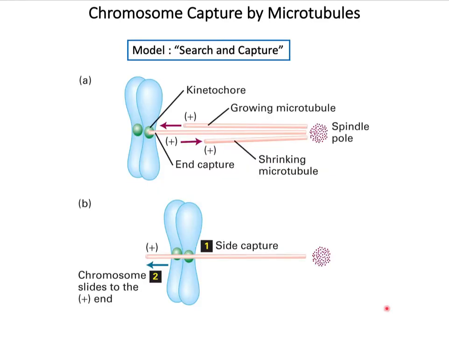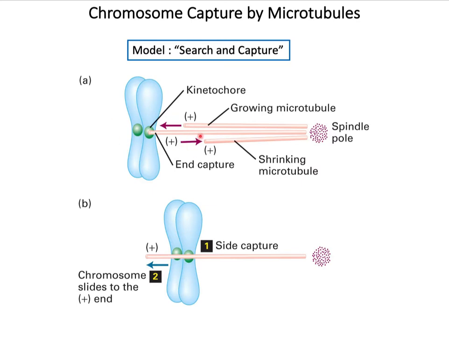So how are chromosomes captured during the metaphase? I should say prometaphase to be exact. There are actually two ways in which they are captured. One is known as the end capture and the other is known as the side capture. So what happens during metaphase? You have these microtubules growing from the spindle poles and they are growing towards the chromosomes. And if one of these microtubules happen to, as it's growing, come in contact with the kinetochore region, it will bind to the chromosome and capture it. This is known as the end capture.